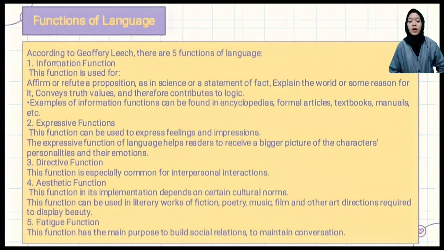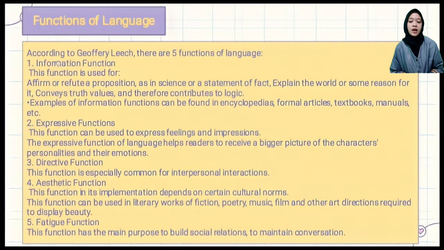Fourth is about the aesthetic function. These functions can be used in literary works of fiction, poetry, music, film, and other art directions required to display beauty. An interesting fact about this function is that its implementation depends on certain cultural norms.